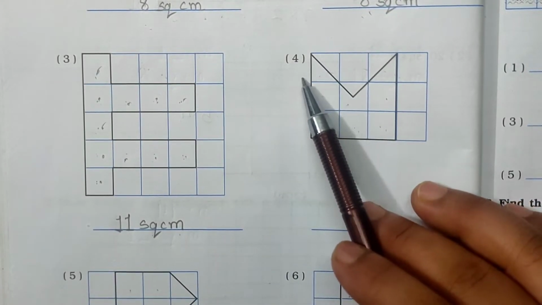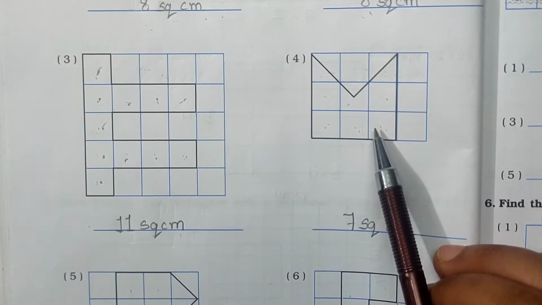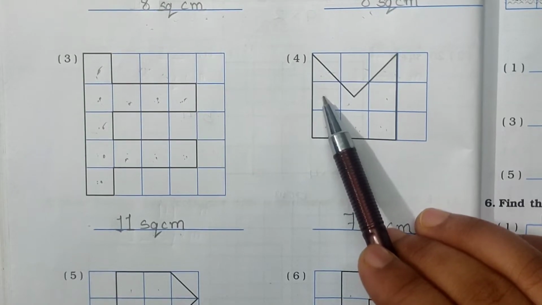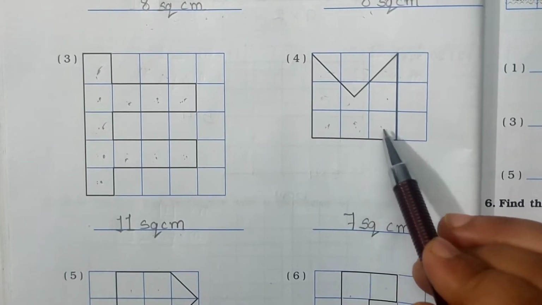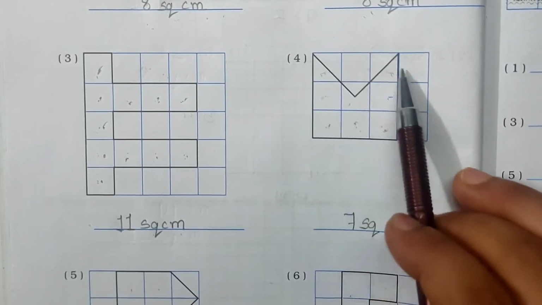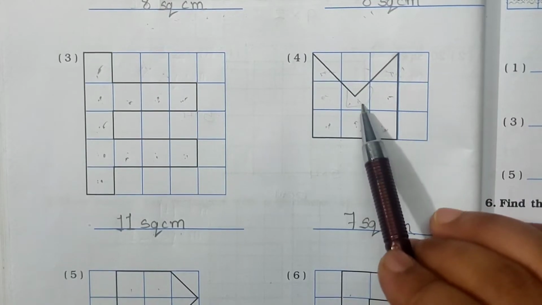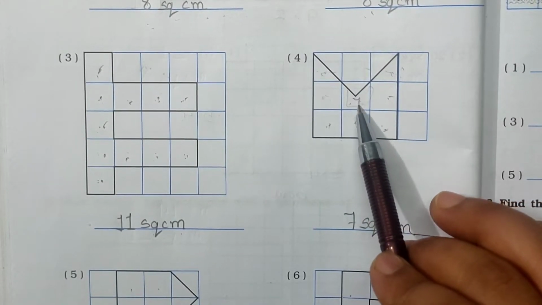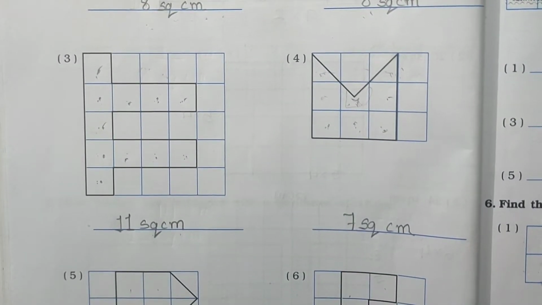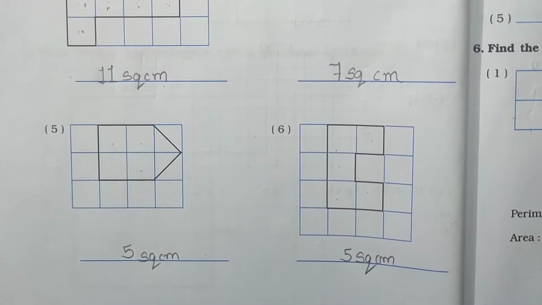Now see the fourth one. See how you have to count. First of all count the complete squares. 1, 2, 3, 4, 5. Then this 2 half means it's a 6, and this, okay, you have to take 1. So this 6 and it's a 7. So 7 square centimeter.